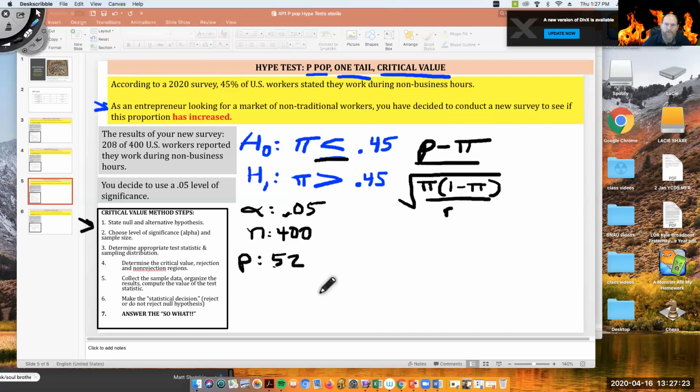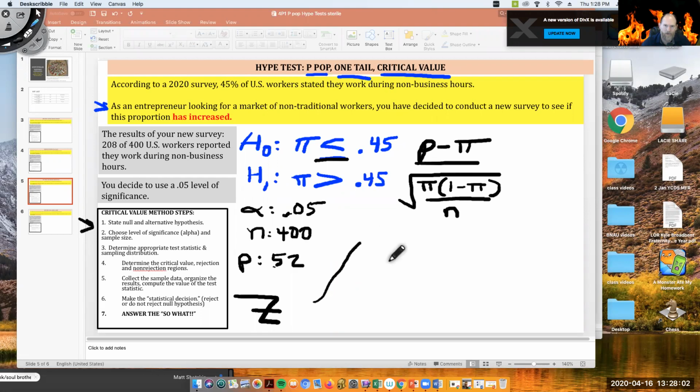Is that right there? Okay. And our distribution, again, if we're rolling with P-pop, we're rolling with the Z all day long. All right. So when we write the alternate hypothesis, we're going to write P-pop here. And the direction of this symbol is going to tell us which side of the distribution we're focused on.